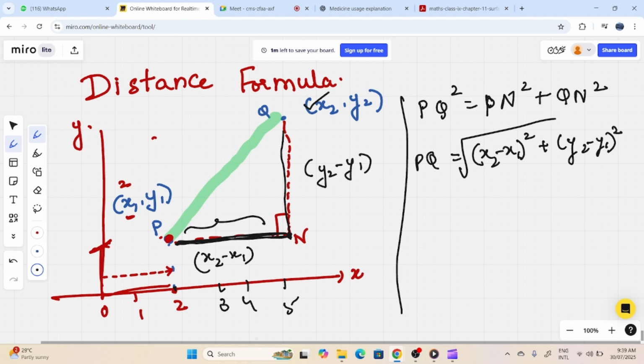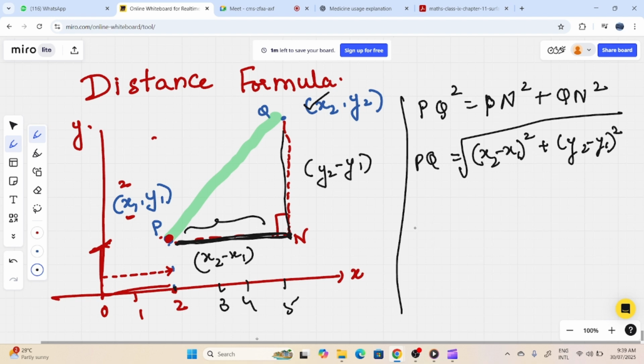So PQ is under root difference of abscissa square plus difference of ordinate square. Ma'am, can't you just put Pn as 4? Here the value is given. I am telling you the general formula. So this is your general formula.